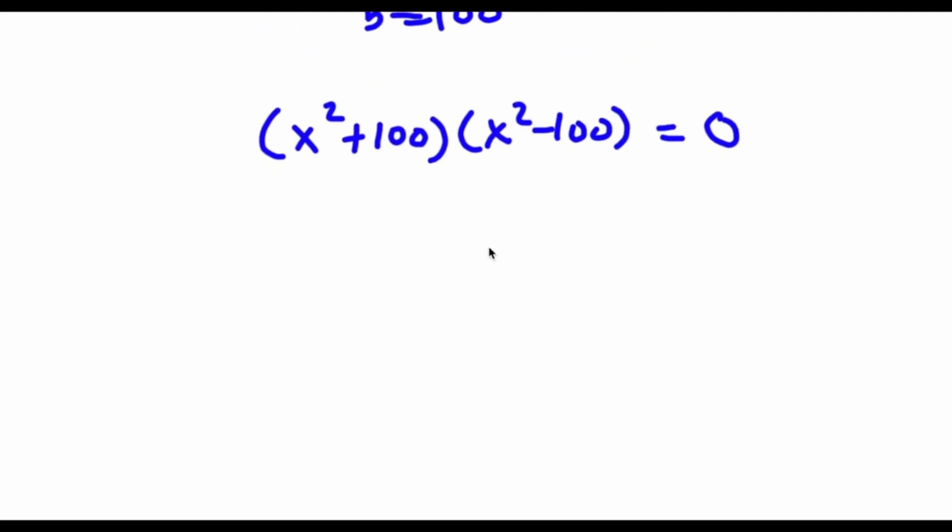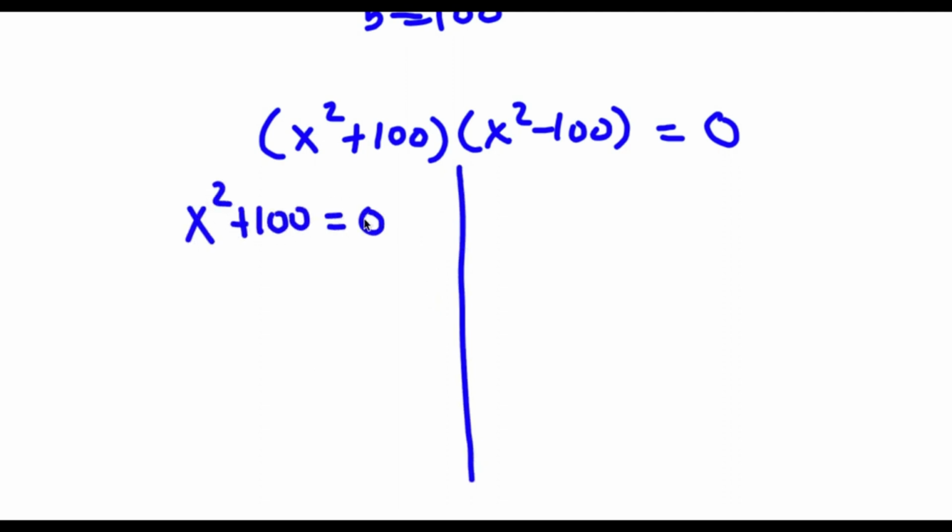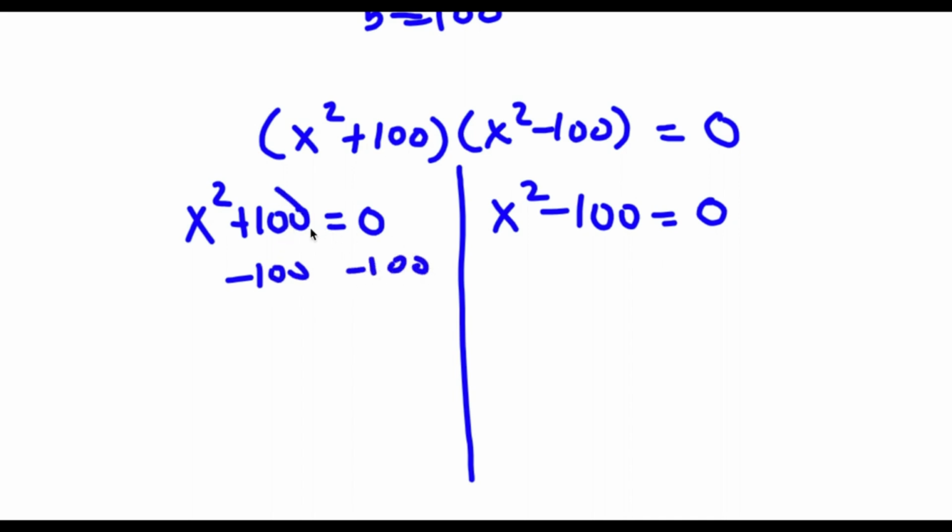So now, this is going to give me two equations. I have x squared plus 100 is equal to 0, and I have x squared minus 100 is equal to 0. Alright, so first off, for x squared plus 100 equals 0, I'm going to first start by subtracting 100 on both sides. So now these two are going to cancel out, and now I'll be left with x squared is equal to negative 100.